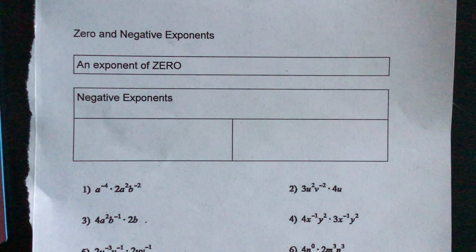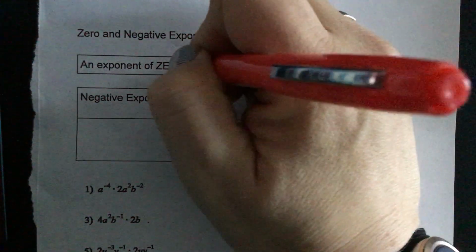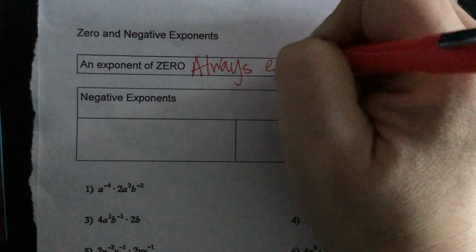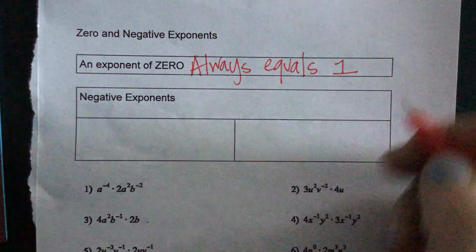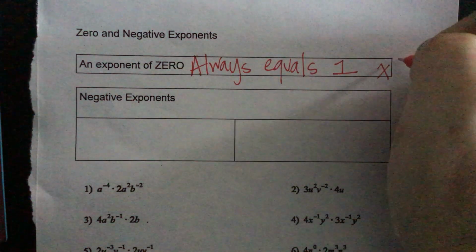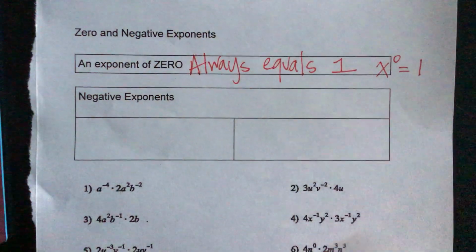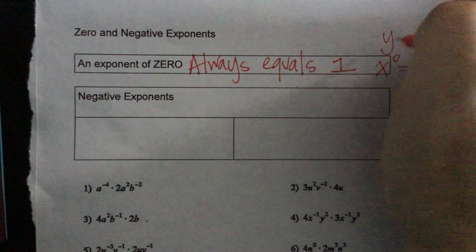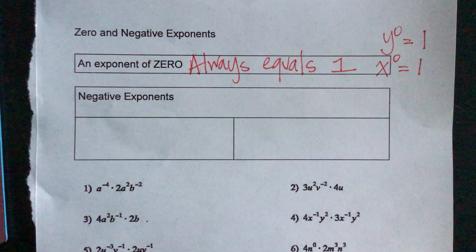Anything with an exponent of zero always equals 1. So if you have x to the 0 power, you're going to change it to the number 1. Or if you have y to the 0 power, you're going to write 1.